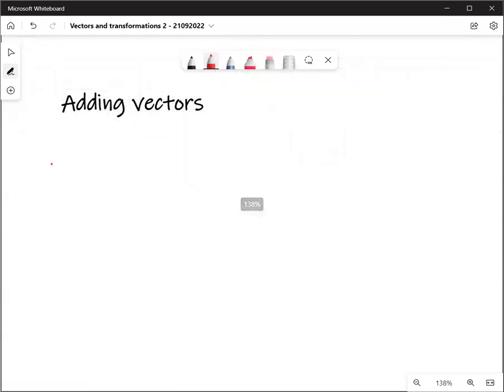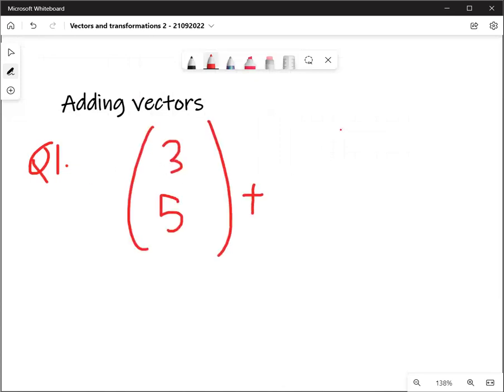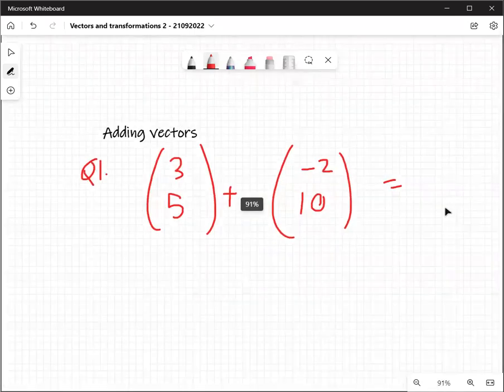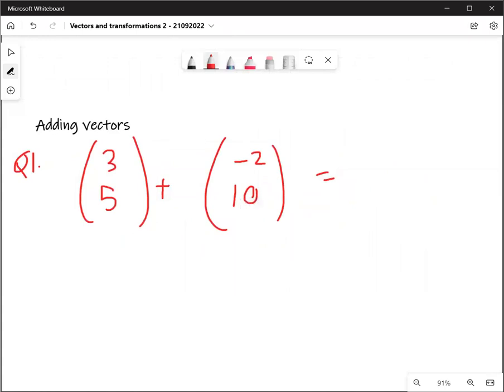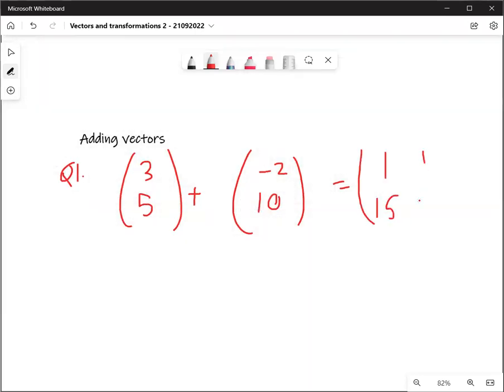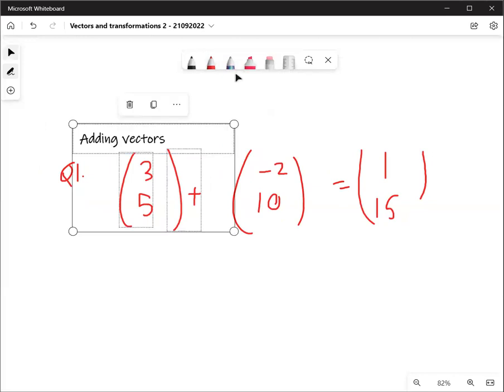How do you add vectors? Question 1. Solve this in your notebook. 3, 5 plus minus 2, 10. What is the answer? It's 1 and then 15. 1, 15. Easy? Got it? Any doubts here, anyone?